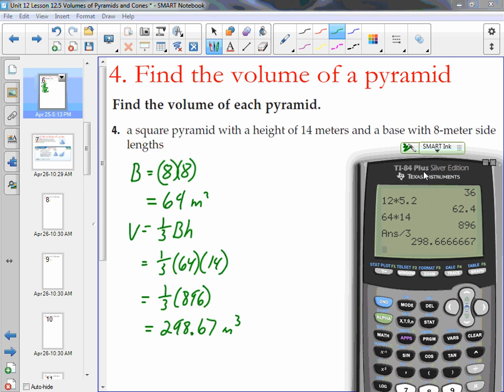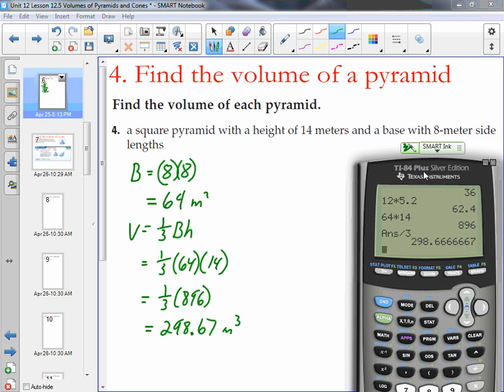And that's the kind of answer I've been expecting all along. When you divide by 3, at the end, don't you expect to get a lot of decimals? Yeah. Just so far, they kept giving us either the area of the base or the height that was a multiple of 3, and it kept dividing out evenly. But I've been expecting this. Any questions on number 4?